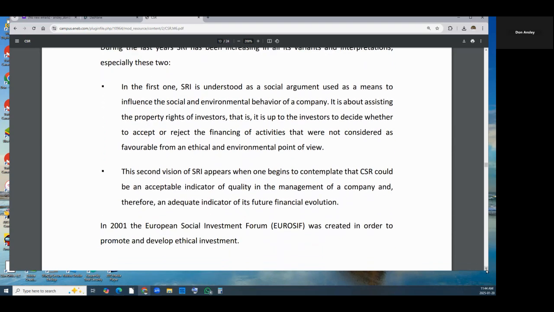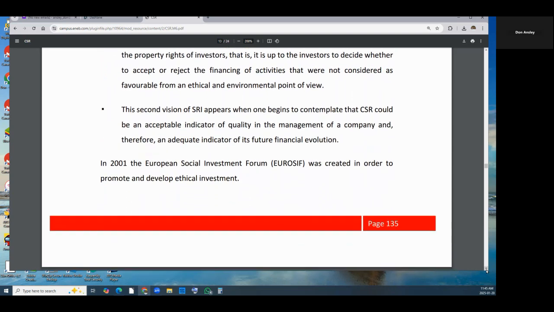The second vision of SRI begins to contemplate that CSR could be an acceptable indicator of quality of the management of a company, and therefore an adequate indicator for future financial evolution. And indeed, in 2001, the European Social Investment Forum was created in order to promote and develop ethical investments.